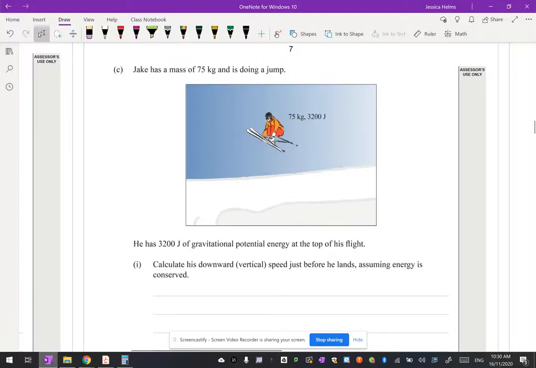Right, question 3 part C. Jake has a mass of 75 kilos and is doing a jump. He has 3,200 joules of gravitational potential energy at the top of his flight. Calculate his downwards vertical speed just before he lands, assuming energy is conserved.